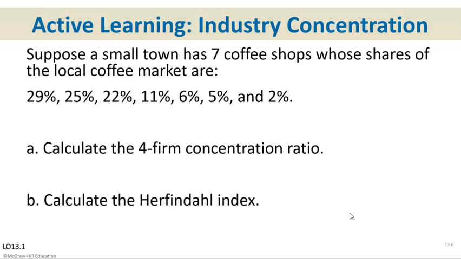So here's an example for you to try. We have a small town with 7 coffee shops, and it gives you the market shares of each of the 7 coffee shops. Calculate the 4-firm concentration ratio, and then calculate the Herfindahl index. So pause the video here.